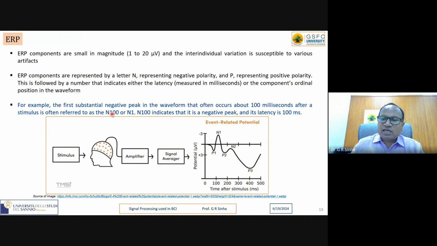So how does it work? You have a stimulus or stimuli that is sensed by a sensory organ. The stimuli may be very low in strength, that may be weak. So what do you do? You amplify, and then you use some other signal processing. You can perform averaging, you can perform mean value and all that, and then you can find out the peak value. So this is how ERP is used.